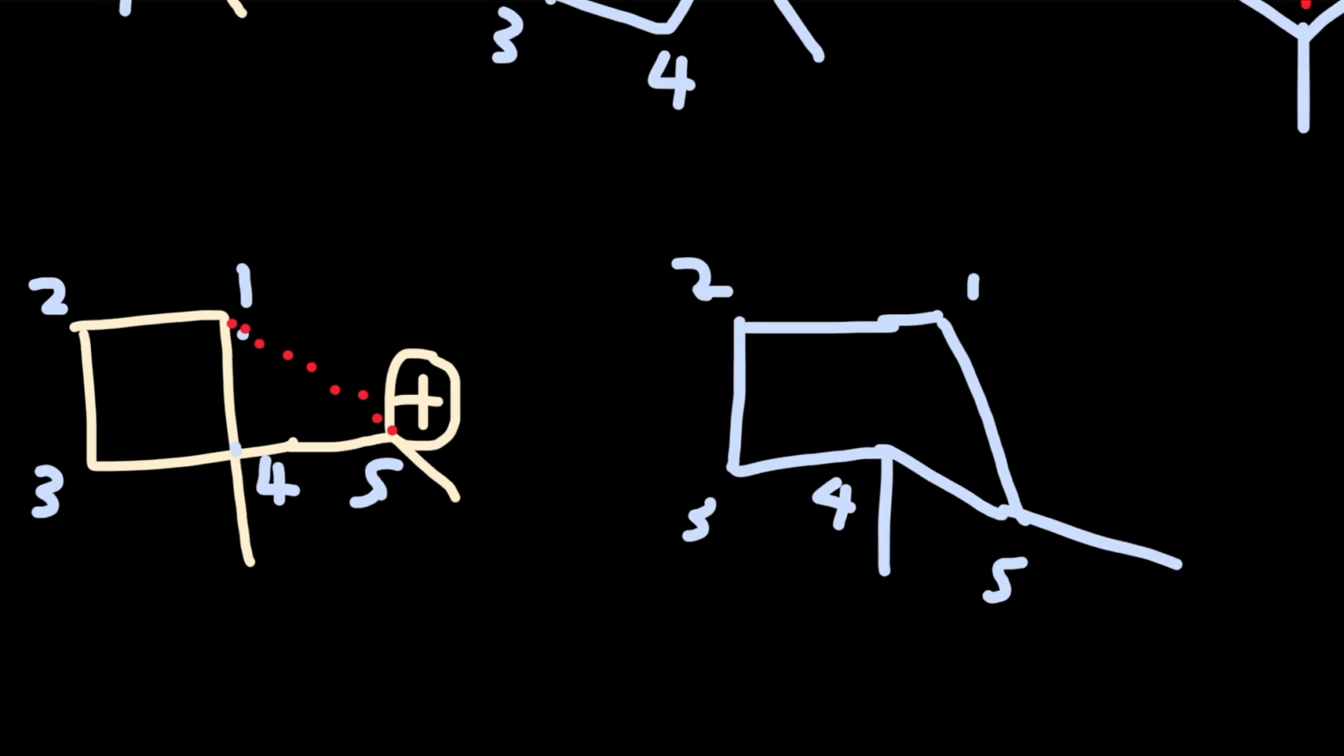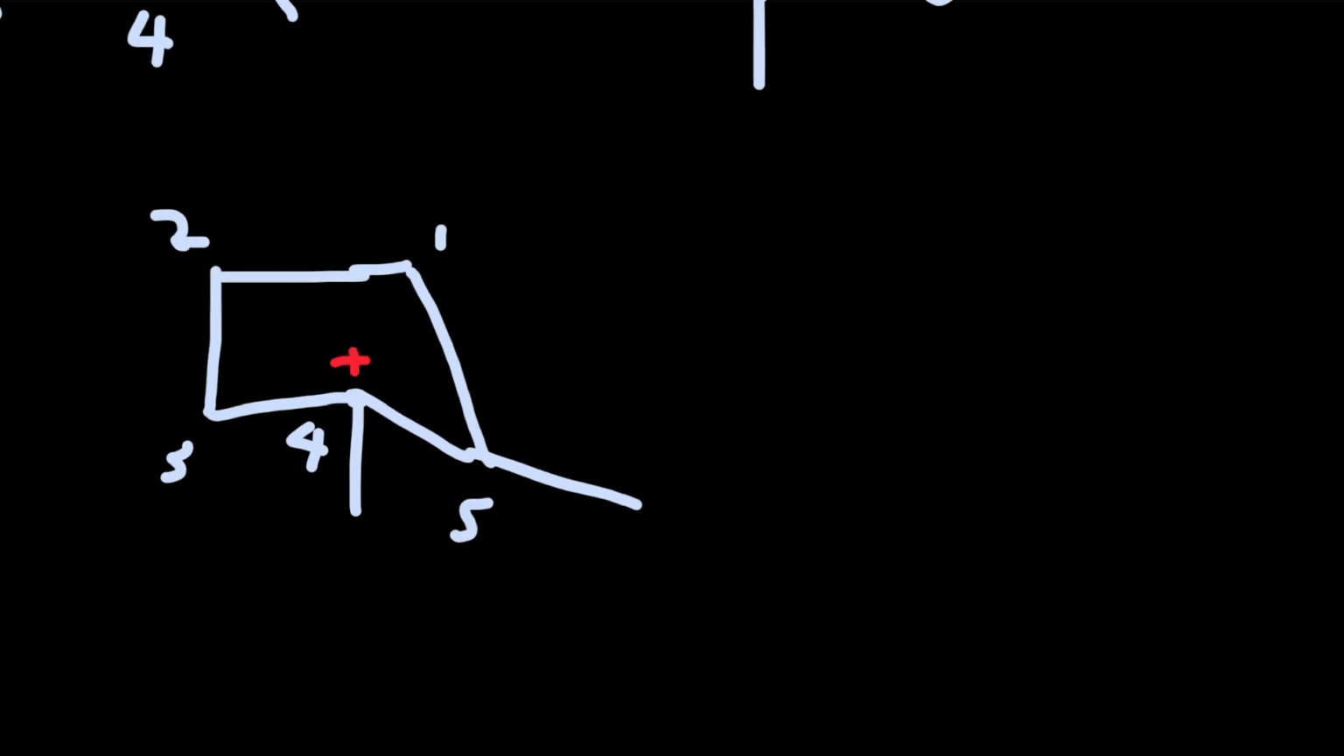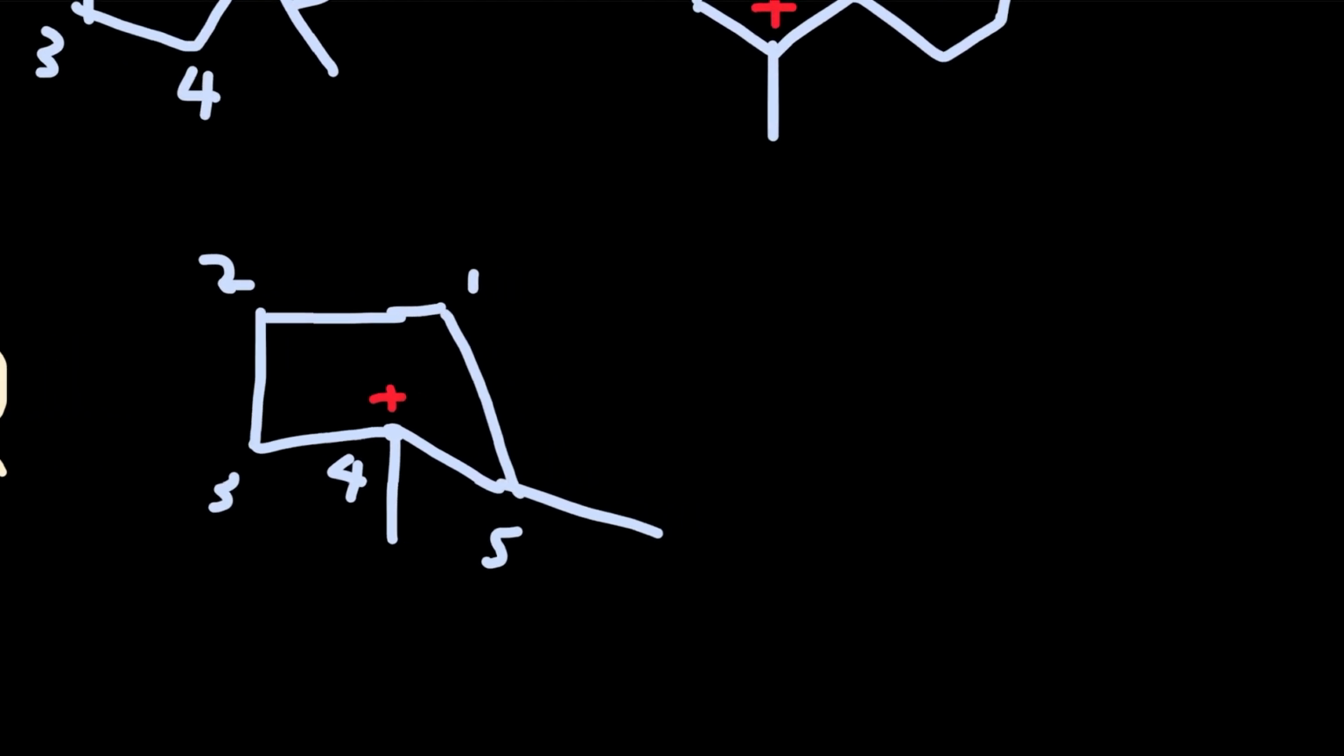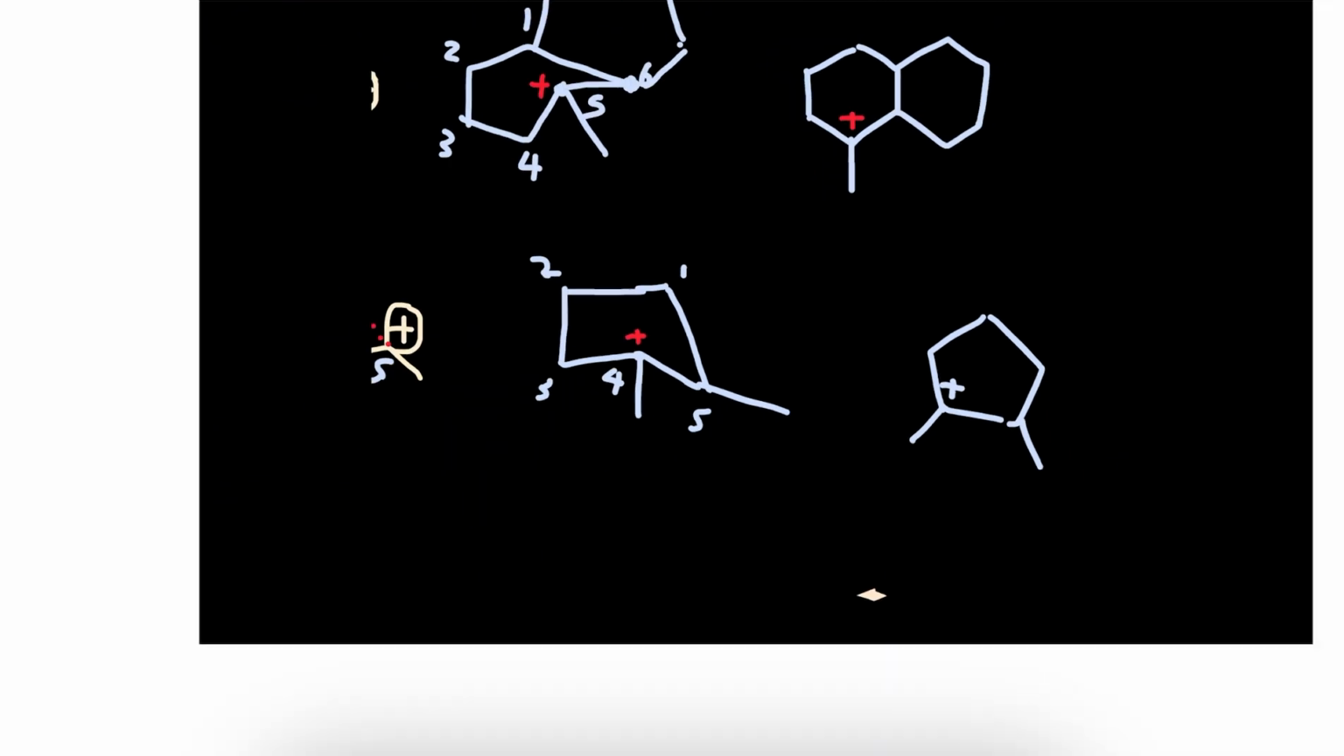So who has a carbocation? 4 used to have 4 bonds, now it only has 3, so carbon 4 now has the plus sign. That means if we do an elimination, this is carbon 4, this is carbon 5. If we do an elimination, the alkene will be just right here.